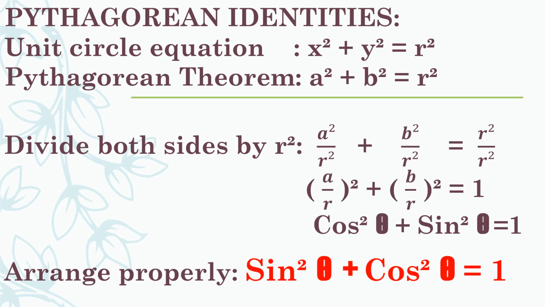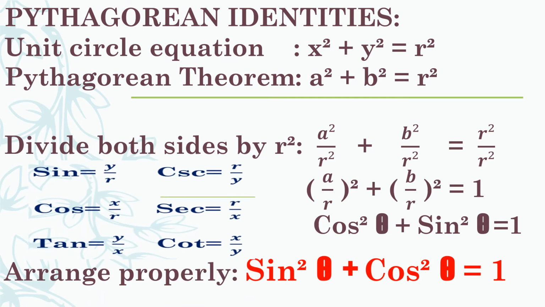Now, question, why is it equal to cosine squared theta plus sine squared theta? So let's have this one. Originally, we have the 6 trigonometric functions, and a over r is the same as x over r. So therefore, it is equal to cosine. Then copy the exponent which is squared, then add the theta. Plus b over r is the same as y over r. So therefore, it is equal to the sine. Then copy the exponent and add the theta, then it is equal to 1. So that's it. That's the value of our first Pythagorean identity.